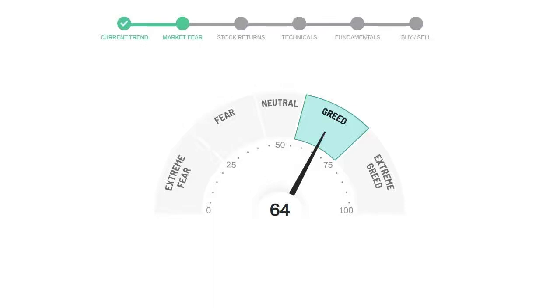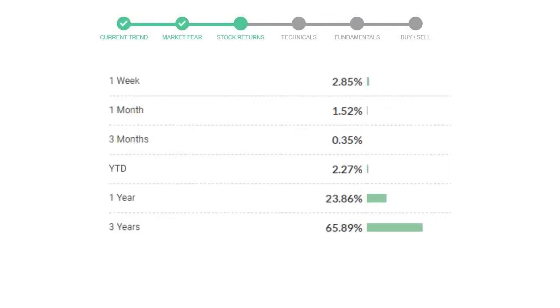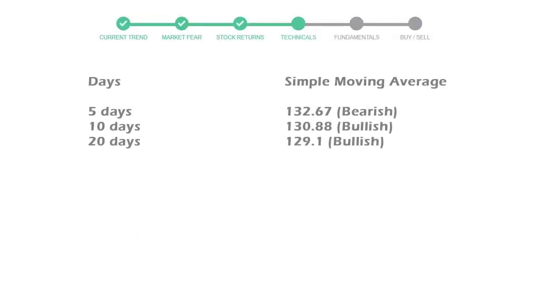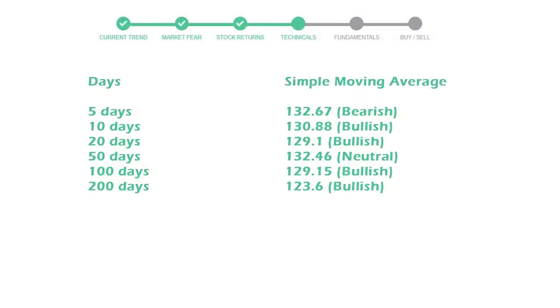EOG Resources gave 2.85% returns in the last week, 1.52% in the last 30 days, and 3 months' returns are 0.35%. Now let's have a look at simple moving average data. Moving average indicates what could be the next footprint of the stock price in the near future. 5-day average is 132 with a bearish indication. 10-day is 130 with a bullish indication. 20-day average is 129, which is a bullish signal.